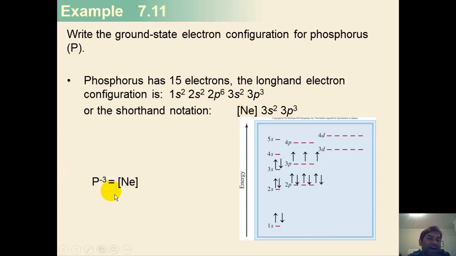What about the ion? Why does phosphorus like to be -3 as an ion? If it gains 3 electrons, it becomes isoelectronic with its nearest noble gas, and that is neon. So P-3 and neon, we say they have the same electron configuration, isoelectronic.